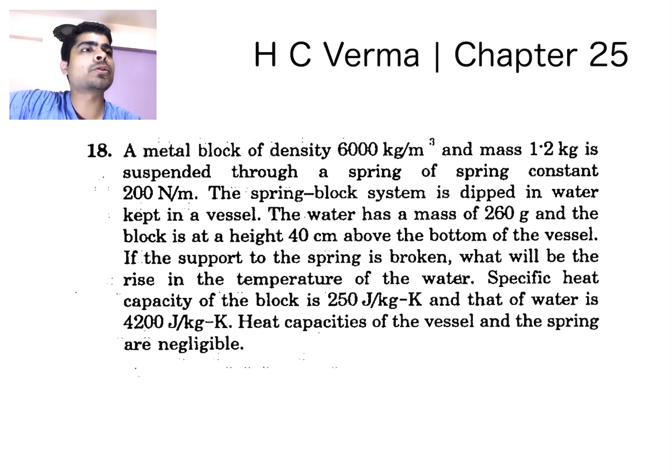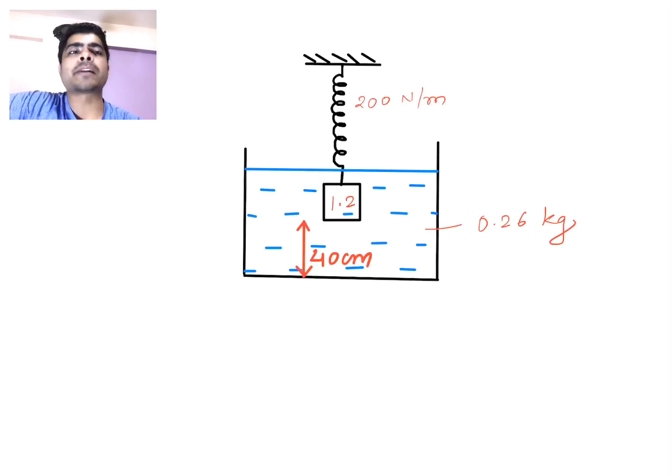Okay, so when the spring will break, the block will fall to the bottom of the vessel. As the block falls, it will lose gravitational potential energy. Also, the spring is currently stretched, so when the spring is breaking, the stored potential energy of the spring will also be lost, and both these energies will convert into heat, and that heat will be absorbed by the liquid and the block.